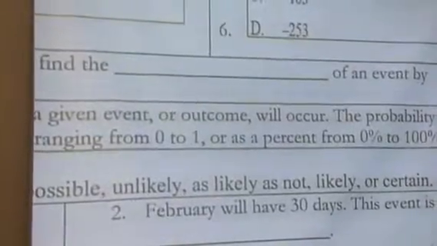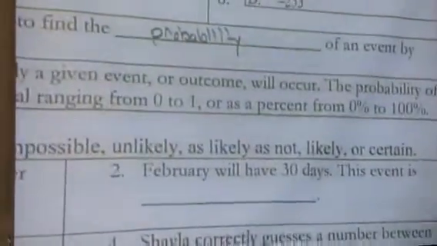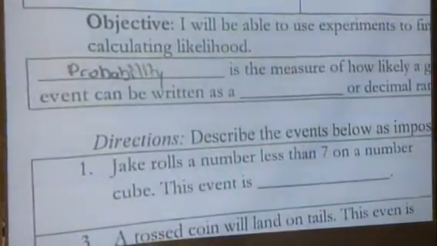Alright, we are on investigation 1. Our objective says I will be able to use experiments to find the probability of an event by calculating likelihood. So probability is just, that's our first definition, probability is the measure of how likely a given event or outcome will occur.